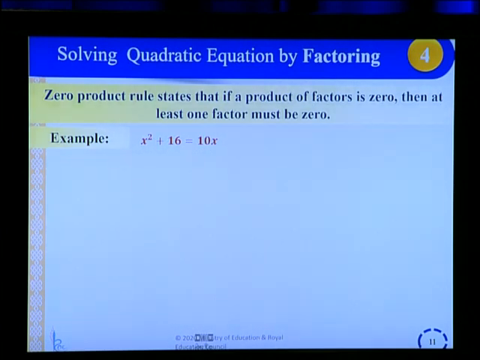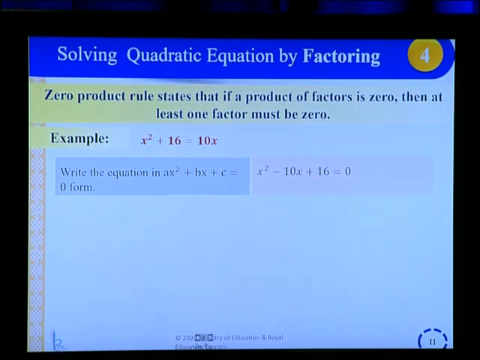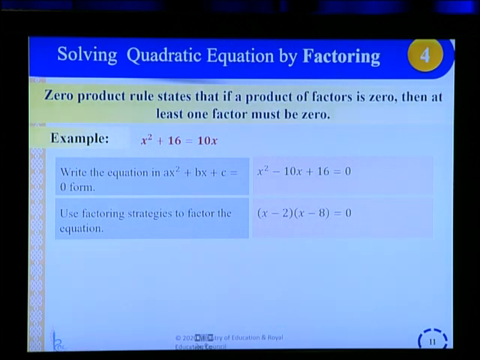We have x square plus 16 equals 10x. Now, first thing is to write it in standard form, that is in ax square plus bx plus c equal to 0 form. Next, we can use factoring strategies to find the factors. So, we assume that we have used any of the 3 strategies that we have discussed, and we have found the factors, that is x minus 2 and x minus 8.